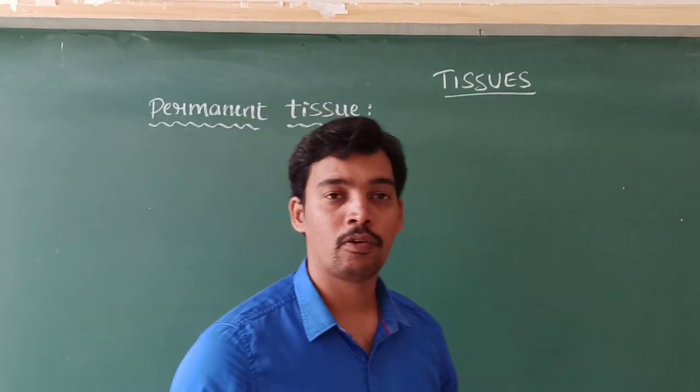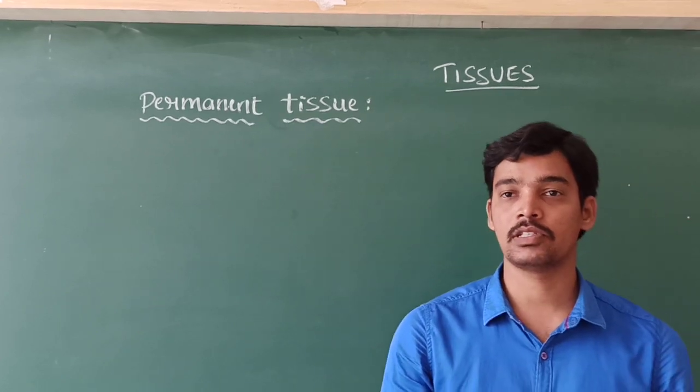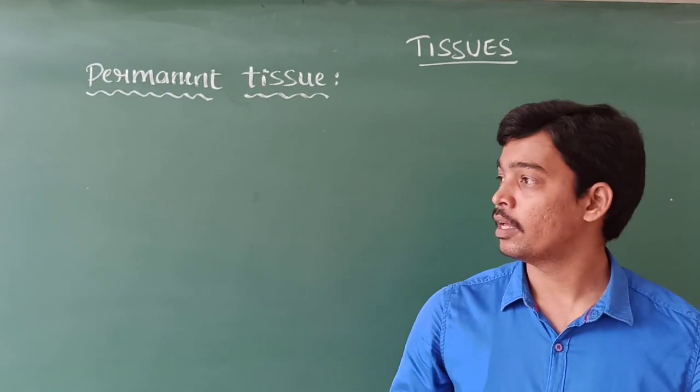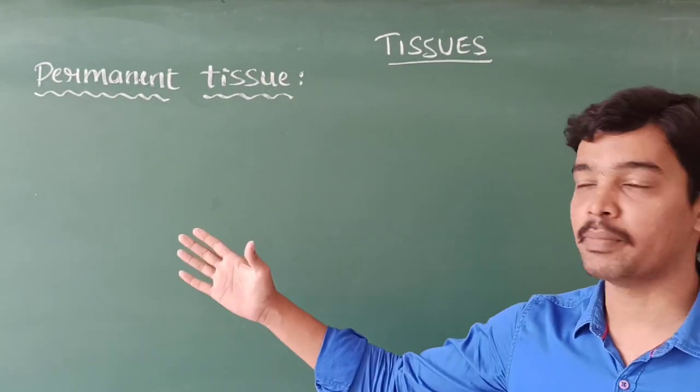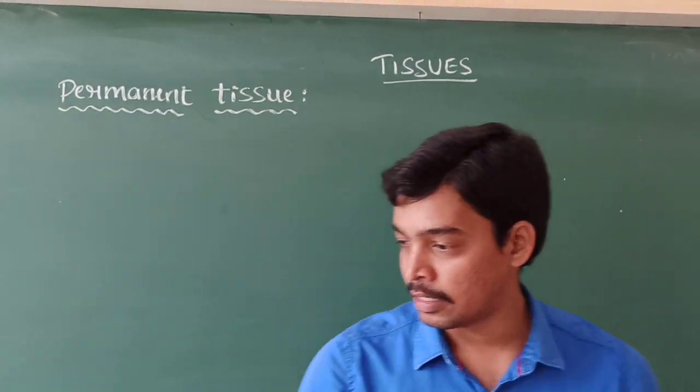Okay, permanent tissue. You are already familiar with the meristematic tissue. Meristematic tissue is a group of cells having the capacity for rapid multiplication. Then what is the difference between the meristematic tissue and permanent tissue? Why are they called permanent tissue? Okay, let's discuss.